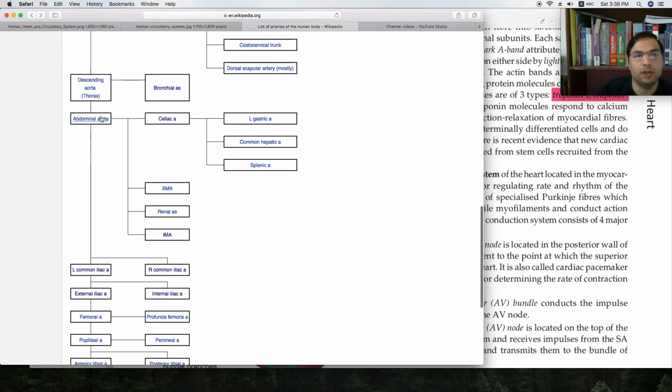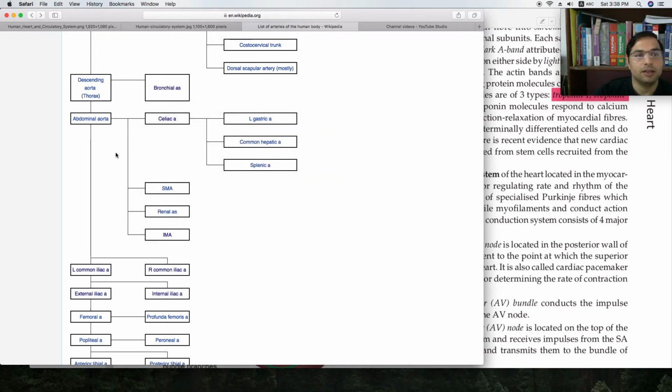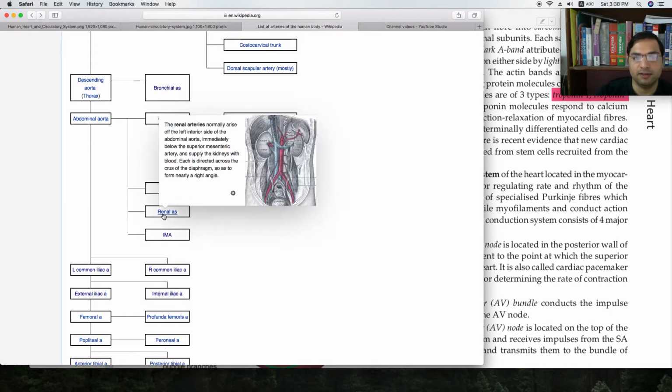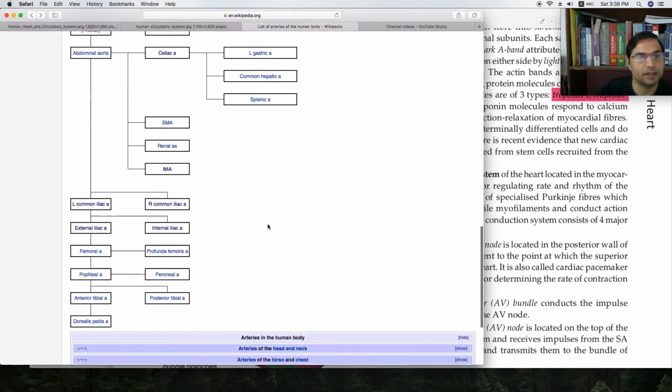So the abdominal aorta gives three branches. One is the celiac artery at the level of the liver. Then is the superior mesenteric artery, below the level of the liver, and then at the level of the kidney, the renal artery, and after that it divides into the inferior mesenteric artery, right.